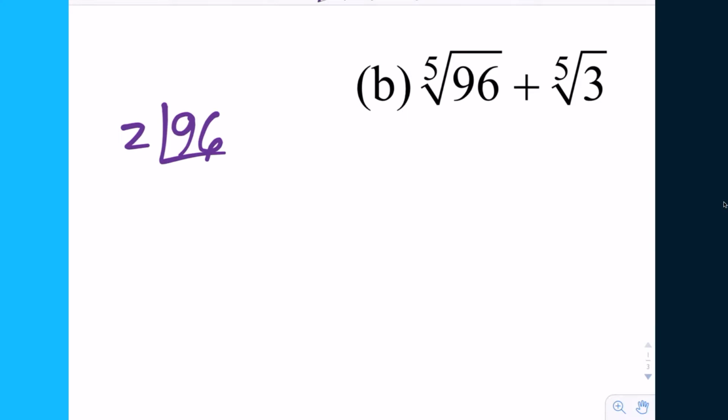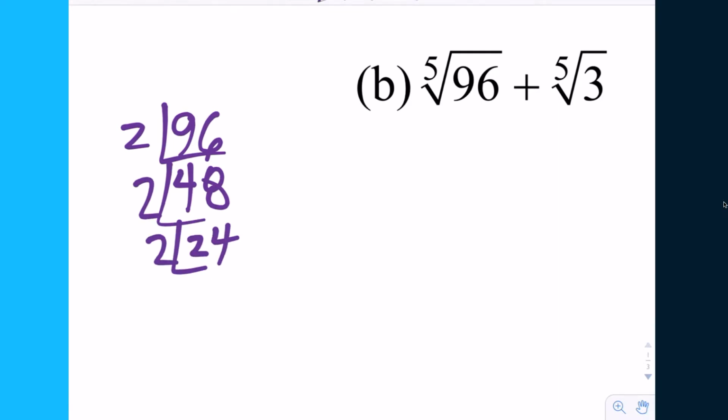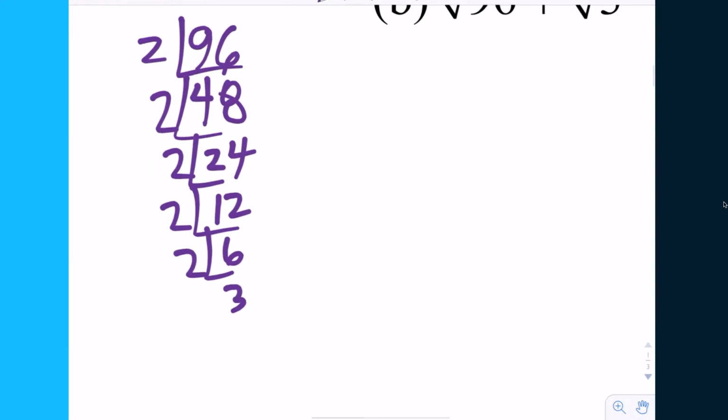Let's factor 96. You got a 2, and that's going to be what? 48. Good. And then 2, that's going to become 24. Another 2 gives you 12. Another 2 gives you 6. Another 2 gives you 3. And then if you want to keep going down the side, you get a 3 and a 1. So if you keep going all the way to a 1, you have your prime factorization down the side.